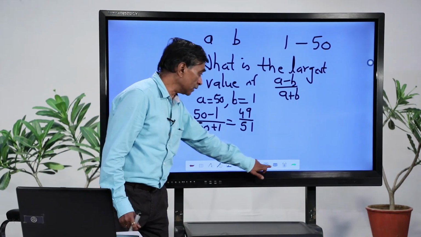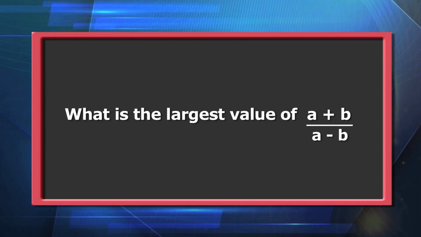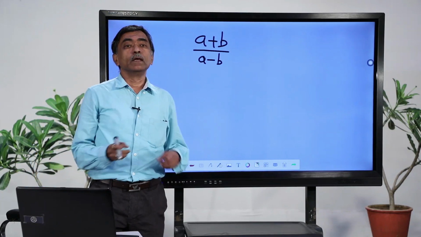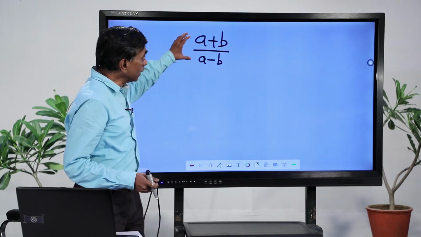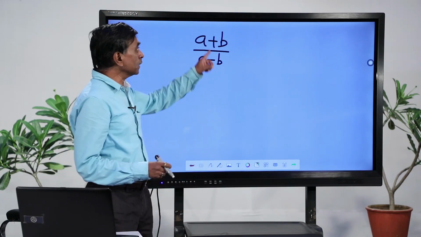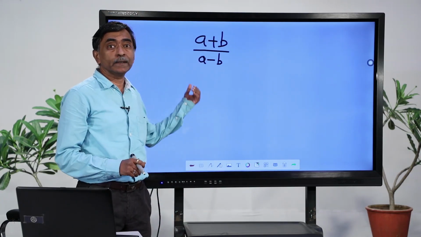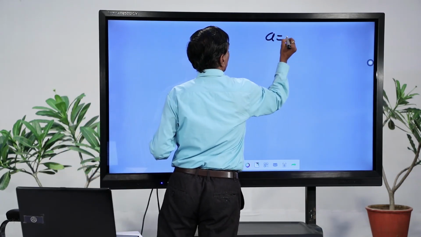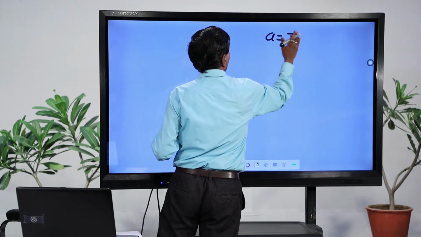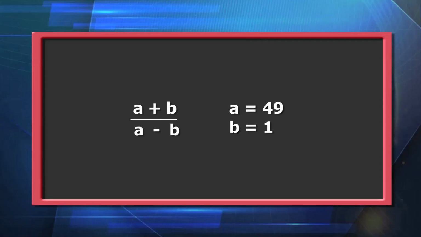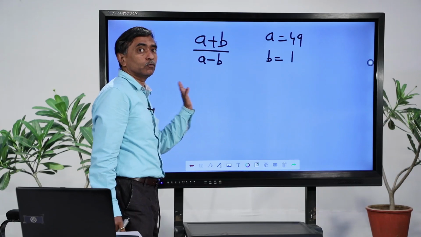The other question that is there is, what is the largest value of (a plus b) upon (a minus b)? If I want the largest value, now here a little thinking will help you. If I want the largest value of a number in the fractional form, it is important that numerator should be maximum, denominator should be minimum. So, when I say here, if I take here a is equal to say 49 and b is equal to 1, I will get here 50 upon 48.